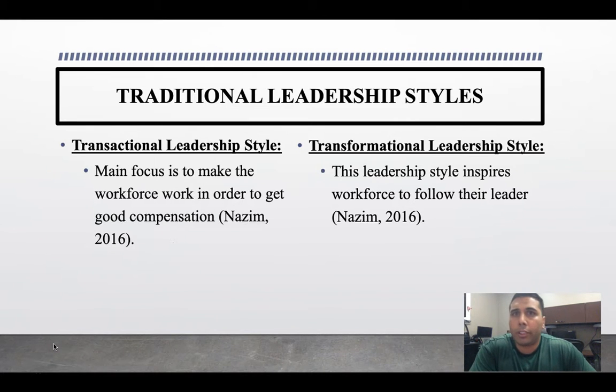So with respect to traditional leadership styles, the two main approaches include transactional leadership and transformational leadership. The transactional leadership style's primary focus is to make the workforce work in order to get good compensation. On the other hand, the transformational leadership style inspires the workforce to follow their leader. So just two different ones.